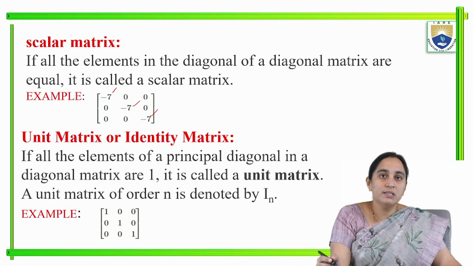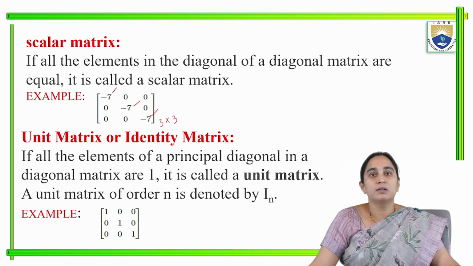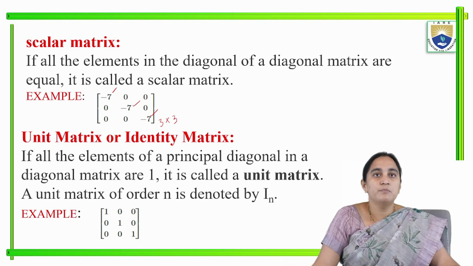Observe what the order of this matrix is. This is 3 by 3. 3 by 3 means what? That is a square matrix. In that square matrix, the diagonal elements are equal, and except the diagonal elements, the remaining are all equal to 0. That type of matrix is called a scalar matrix.